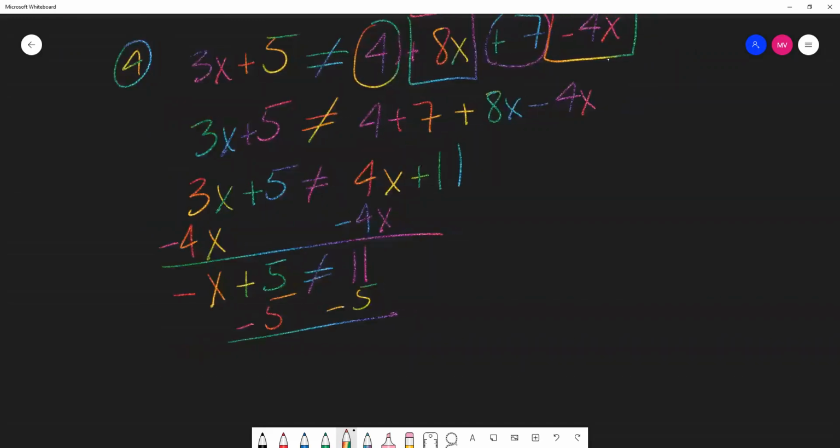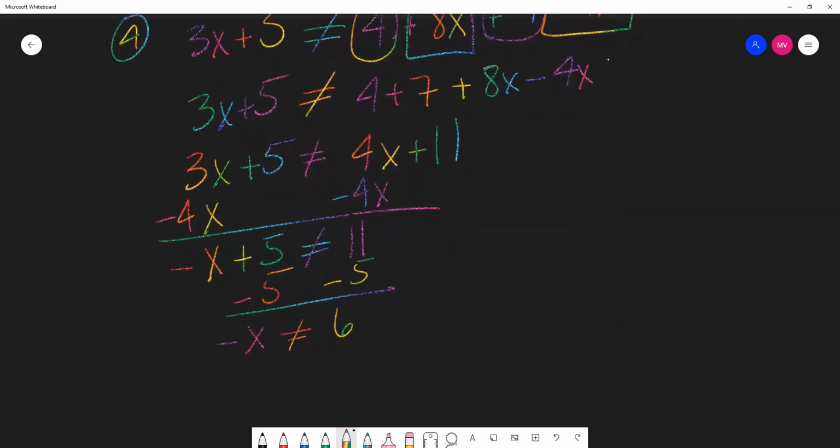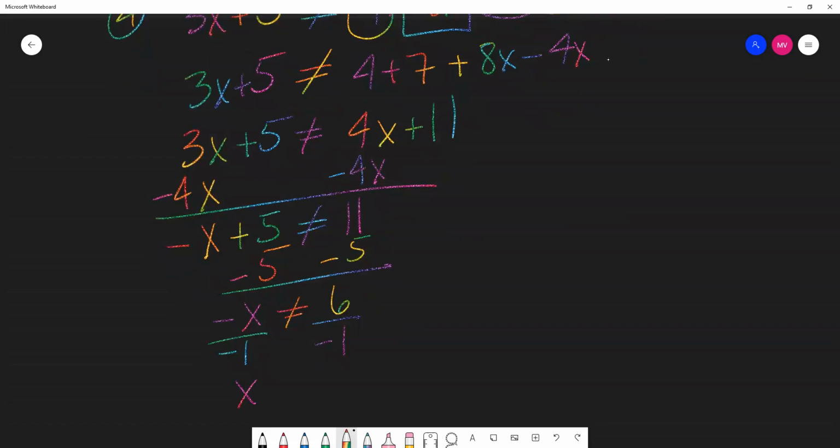So then once we subtract 5 from both sides, we end up with negative x does not equal 6. You can either divide each side by -1. I don't care if you necessarily show that step, as long as you recognize you just switch the negative. Take it off of the x and put it on the answer. That's fine, because that's what you're doing when you divide by -1. You cannot leave that variable negative. So x does not equal -6.